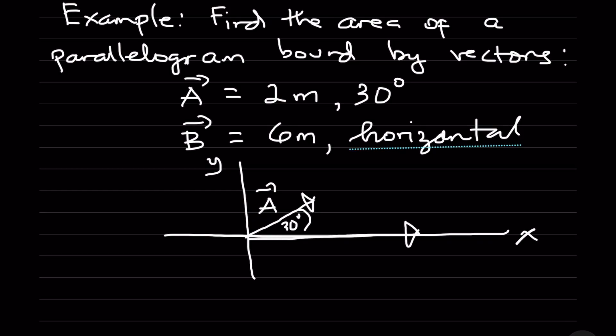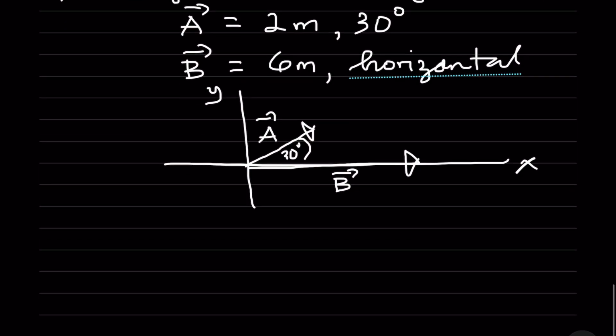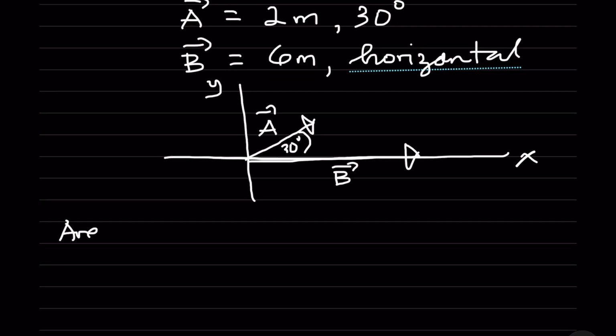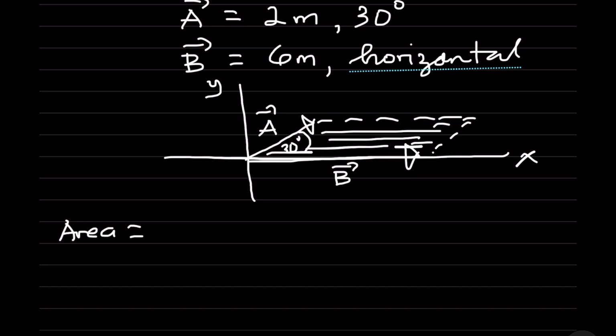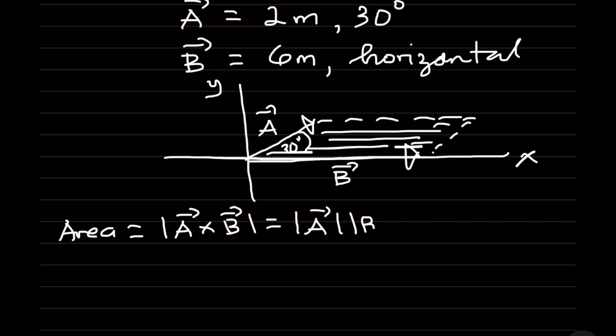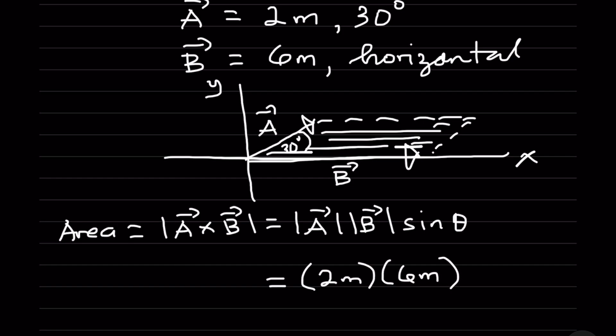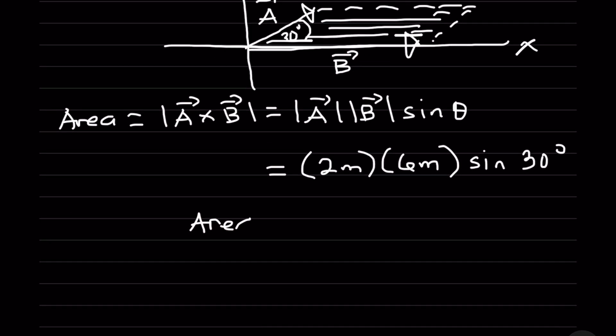So based on the geometric definition of the magnitude of the cross product that I have discussed earlier, it is equal to the area of a parallelogram. So the area that is shaded in this figure is simply the magnitude of the cross product of A and B. If you substitute the values, the area is equal to 6 meters squared.